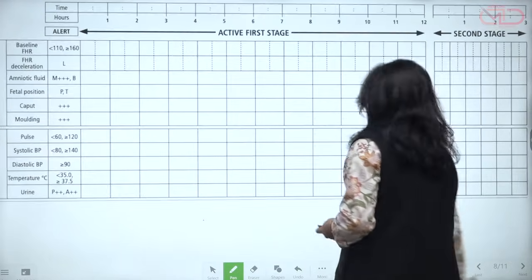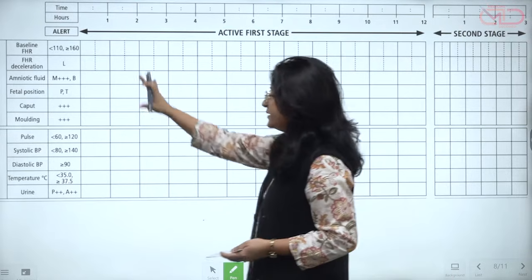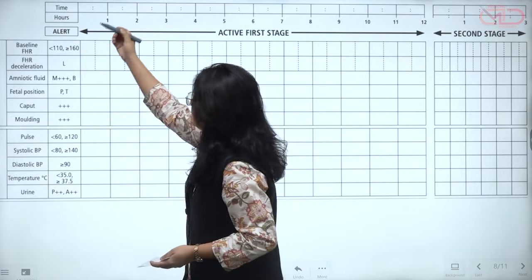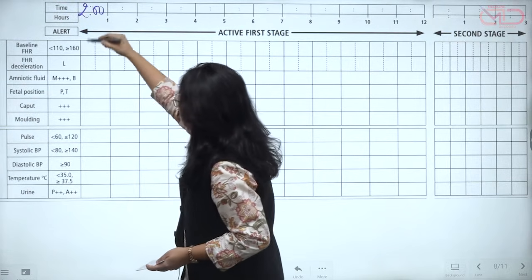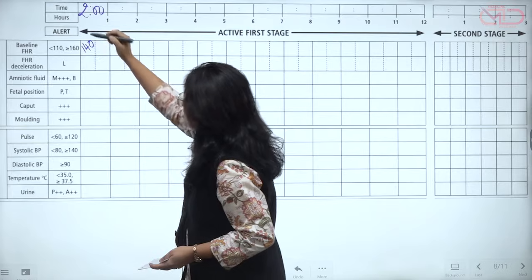Now moving on, next we are going to put in the baby characteristics and the woman characteristics in place as well. So at the time of assessment at 2 p.m., the baseline fetal heart rate was 140 beats per minute.